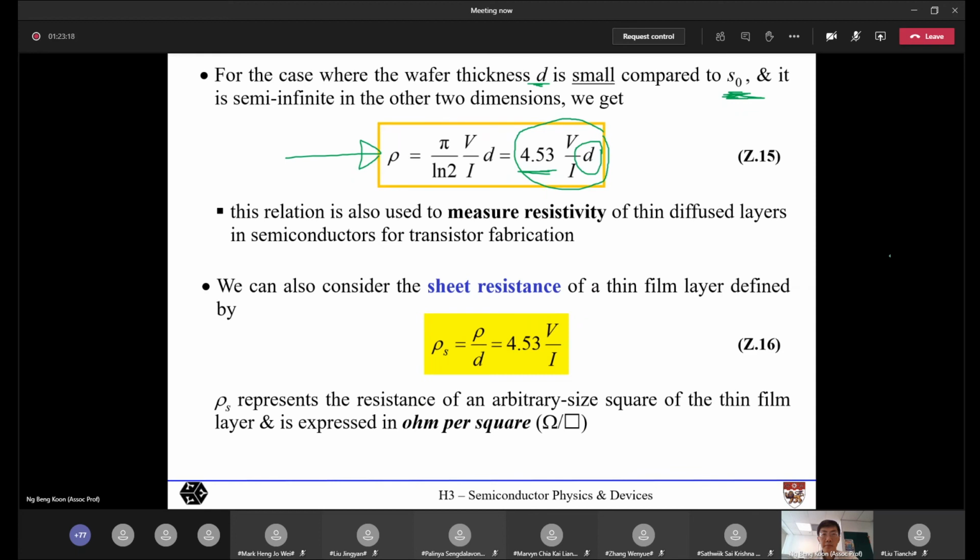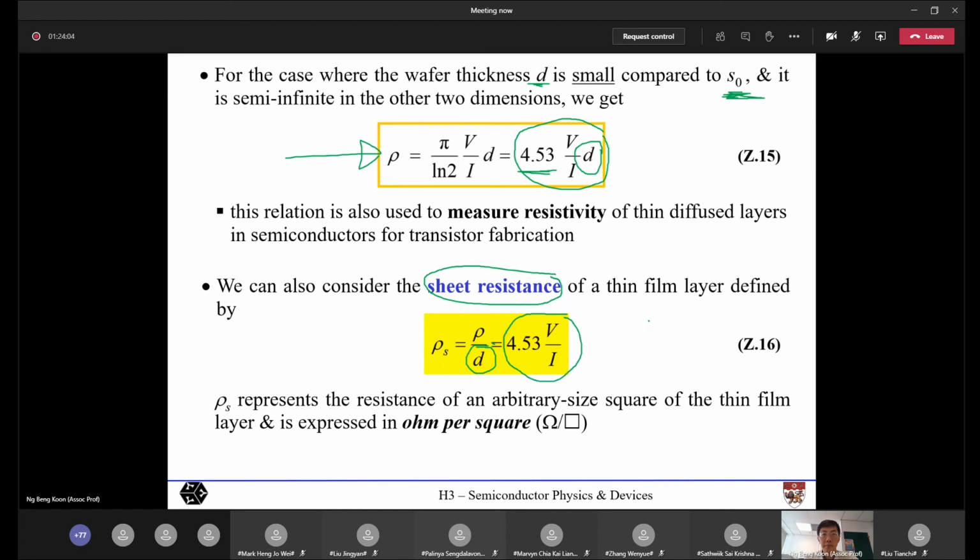Anyway, the lab manual has this all documented in it. This is just measuring the voltage, measuring the current, and doing the calculation. And just for your information, in semiconductors, a lot of times we use a quantity called sheet resistance, which is the ratio of the resistivity to the thickness of your semiconductor wafer. So from this resistivity equation that you see here, if you do that, you find that the sheet resistance is simply 4.53 multiplied by V over I.